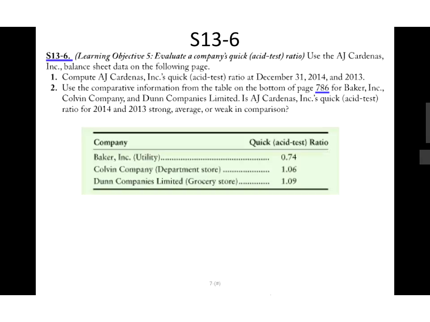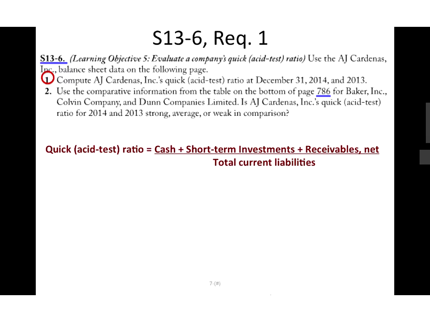So we have a company. They gave us a balance sheet on it. So in My Accounting Lab, you click on the button and the balance sheet will be there. And we're asked to compute their quick ratio at December 31st, 2014 and 2013, and then it gives us a list of other companies' quick ratios. Okay, so first thing we're going to do is the quick ratio. The formula is on your PowerPoints. It's taking cash plus short-term investments plus receivables divided by total current liabilities.